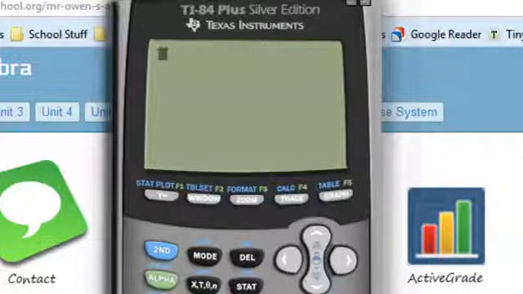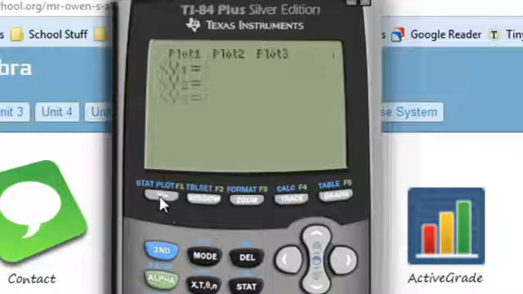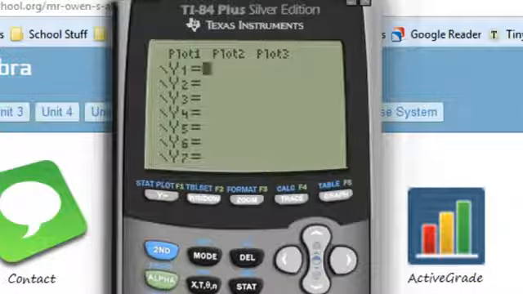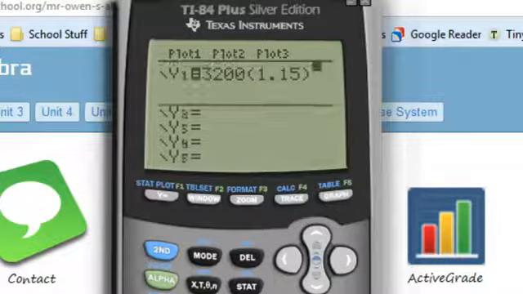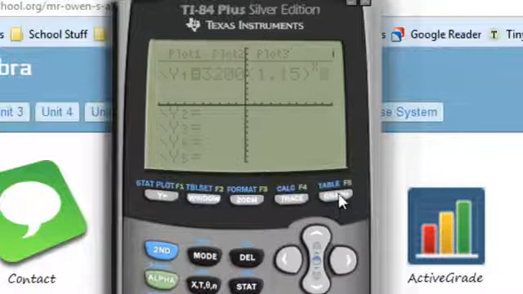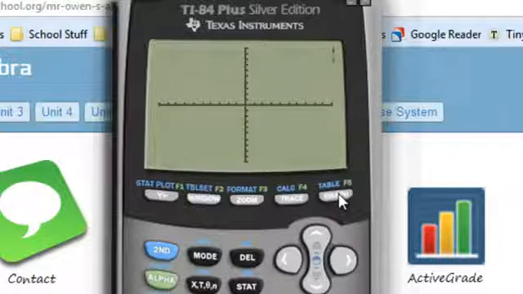So we also want to take a look at the data on the graphing calculator as well. Now to do that, we're going to go to y equals, type in our function, y equals 3,200 times 1.15, close parentheses, to the x power. There we go. Give you a second to get that in. And you're going to hit graph. Notice it doesn't appear to be graphing anything. That's because our window only goes from -10 down here to +10 up here.